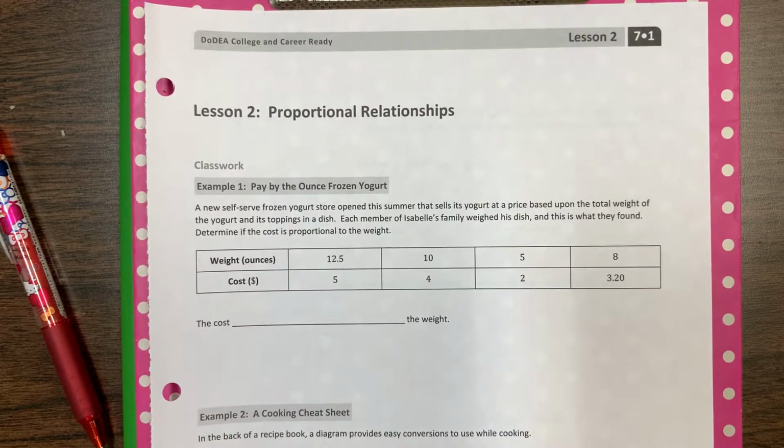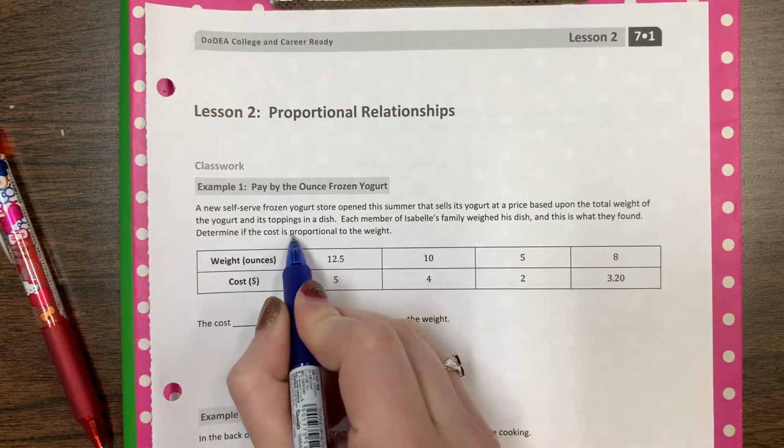All right, let's start with example 1. A new self-serve frozen yogurt store opened this summer that sells its yogurt at a price based upon the total weight of the yogurt and its toppings in a dish. Each member of Isabel's family weighed his dish, and this is what they found. Determine if the cost is proportional to the weight.